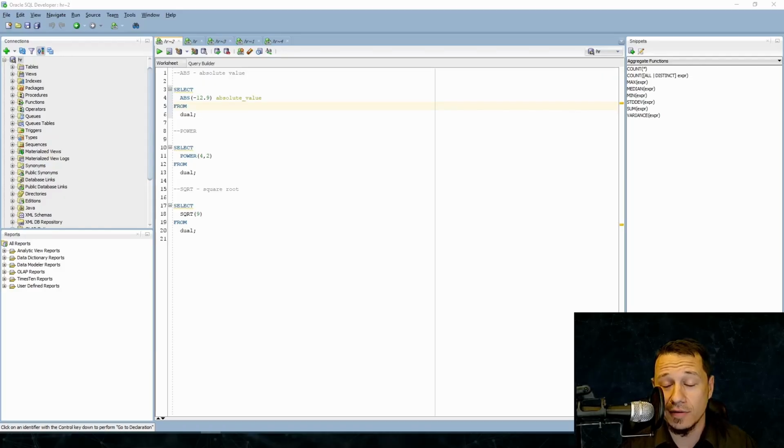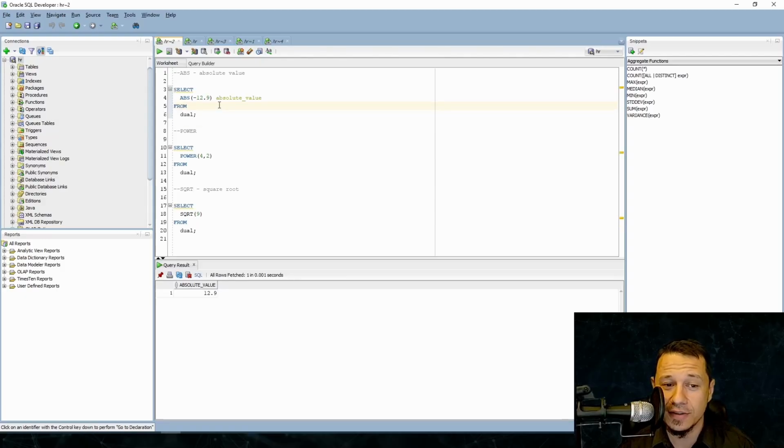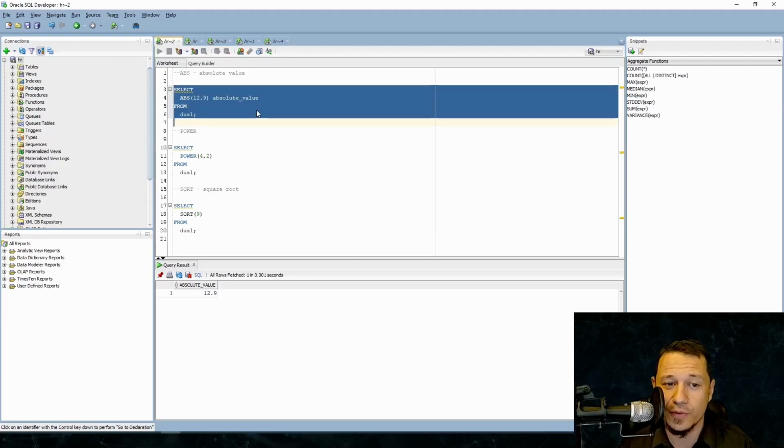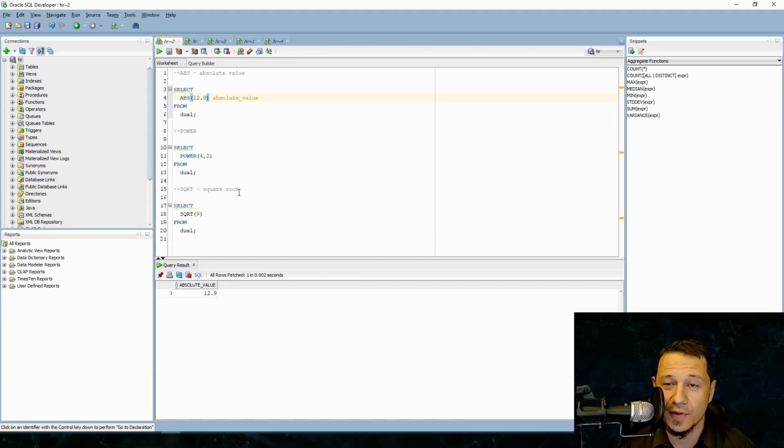Welcome back, and the following lesson is for the math lovers, and it's about numerical functions. The first one, which we're gonna cover, is the ABS, and this function simply returns the absolute value of a number. So when I provide a negative number to it, it will return the absolute value, and the same is for the positive numbers. Very simple.